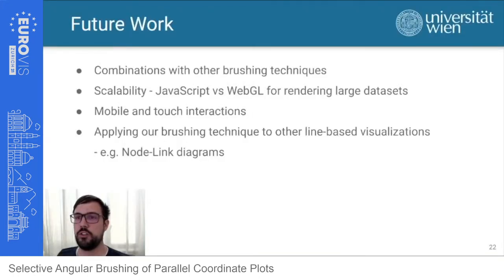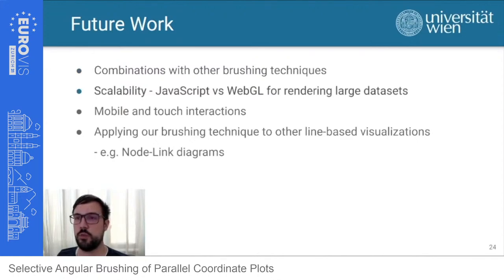A wide range of possible future topics emerged while working on this technique. Because the interaction with our brush always starts at an axis, we can easily combine it with a lasso brush by differentiating based on the proximity of the initial click to an axis. Of course, many other combinations are also imaginable.